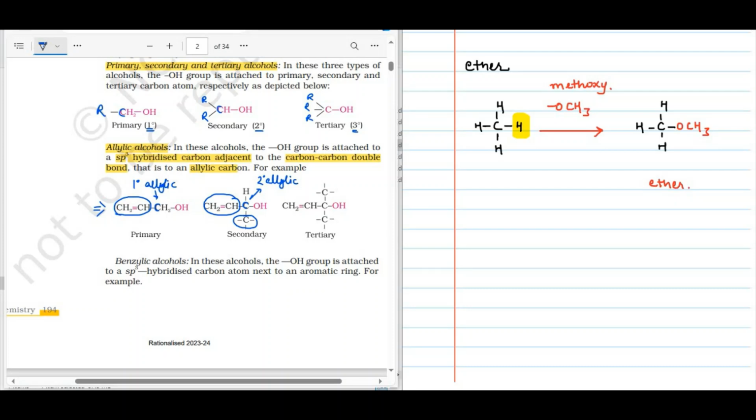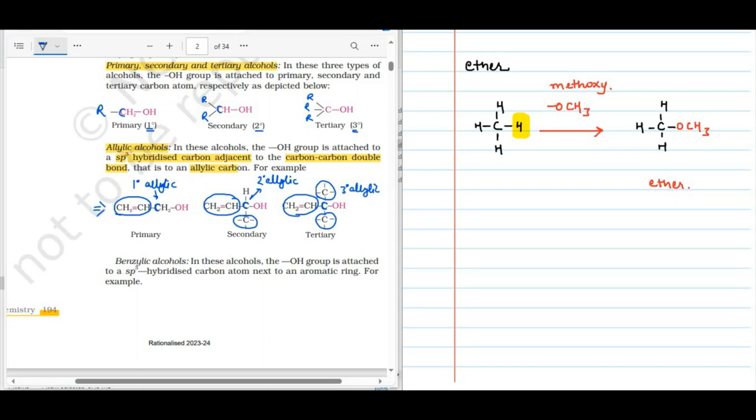Similarly, in the third example, the carbon to which OH is bonded has one alkyl group, a second alkyl group, and this is the third alkyl group. So this carbon will be tertiary allylic carbon and the alcohol will be tertiary allylic alcohol.